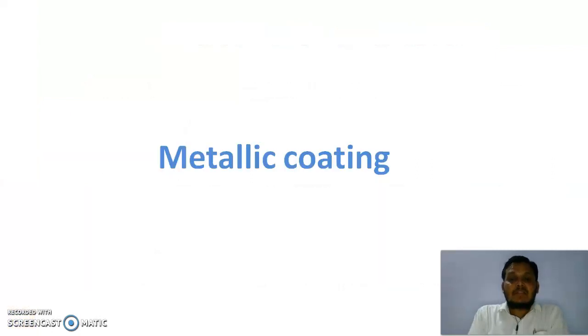Then the second type is your metallic coating. The metallic coatings are of two types: anodic coating and cathodic coating. We will see what is anodic coating, what is cathodic coating, which coating is more preferred, and why.